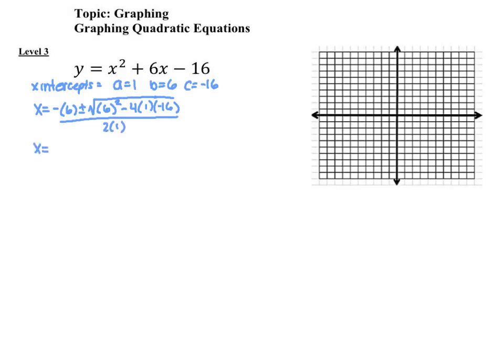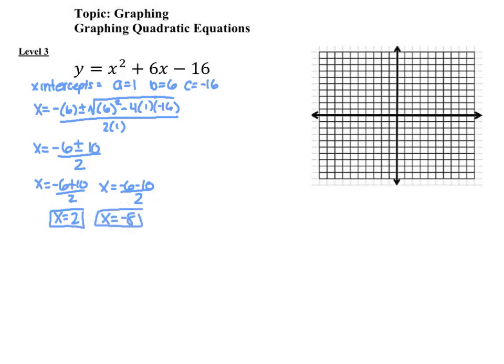I get x equals negative 6 plus or minus 10, divided by 2. So at this point, I am going to split this up into two equations. So I get x equals negative 6 plus 10 divided by 2, and x equals negative 6 minus 10 divided by 2. So x equals 2 when I simplify, and x equals negative 8 when I simplify.